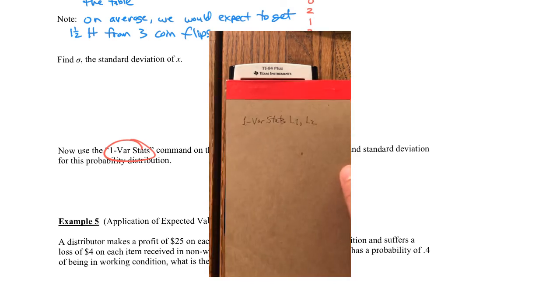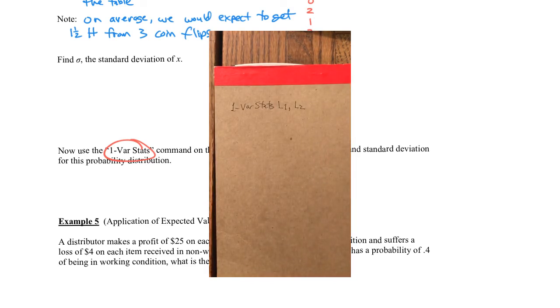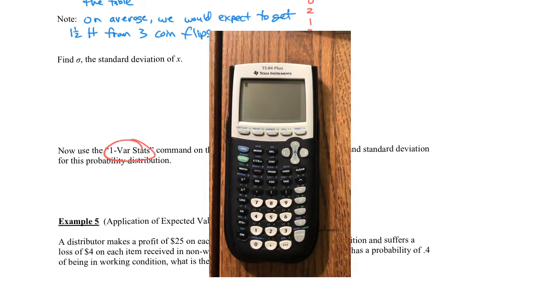Those of you who have this version of the software don't have to worry about it. This version only looks in list 1 every single time until you tell it. So you just have to do that, clear out L2 if you have the other version of the software.